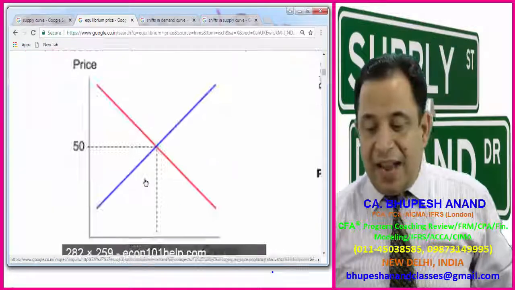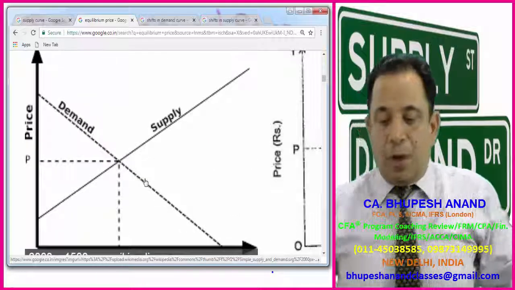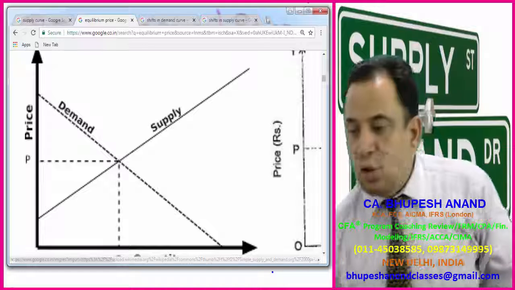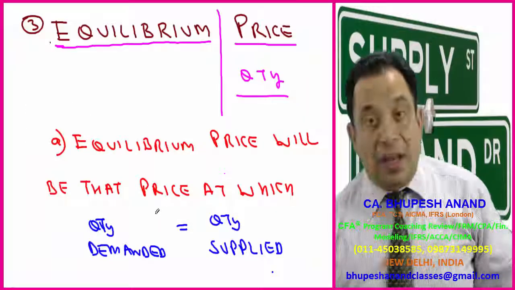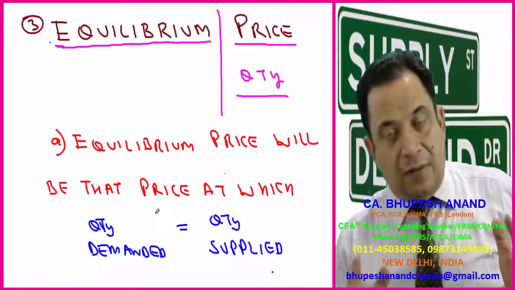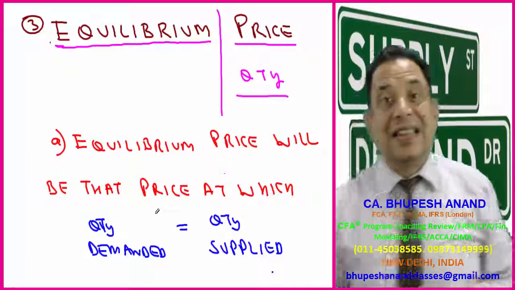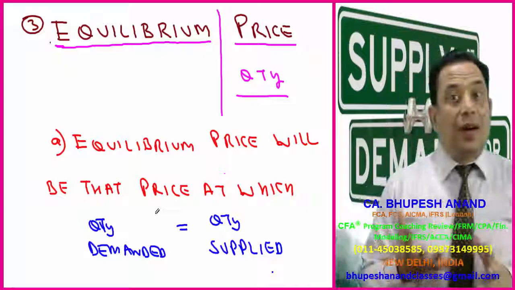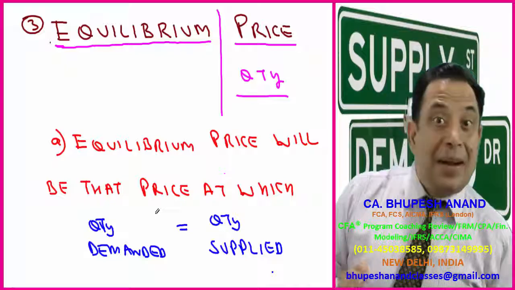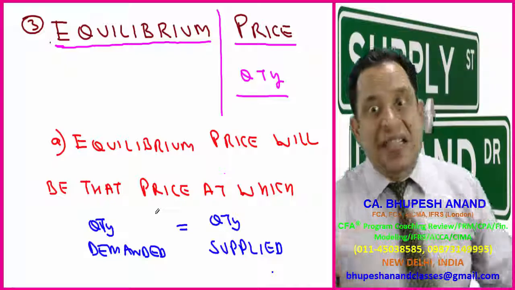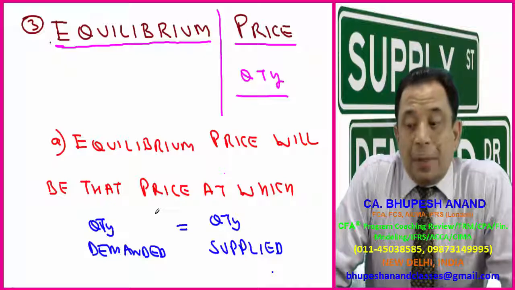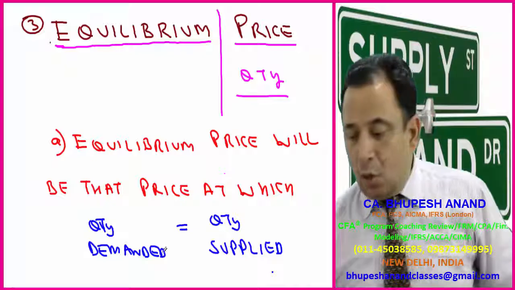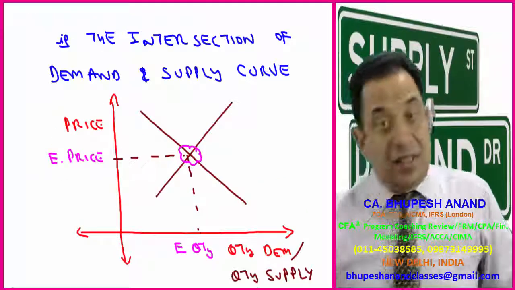That point is named equilibrium. Are you getting the point? The next point which I want to tell you, in the prerequisite knowledge of Level 1 CFA economics, is equilibrium price and equilibrium quantity. How to calculate it and what is the meaning of that? As the name indicates, equilibrium means equal. So equilibrium price will be the price at which quantity demanded will be equal to quantity supplied. We have just seen it in the graph.